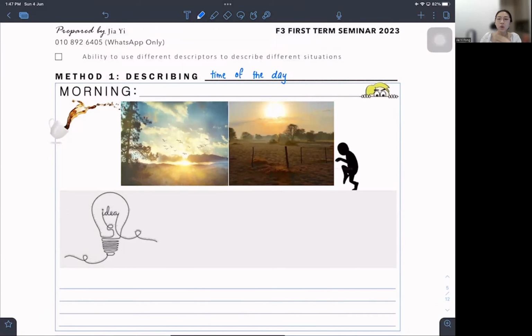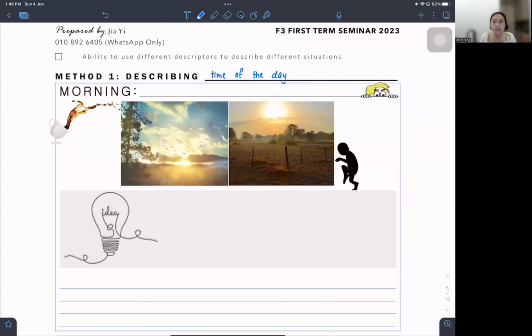All right, everybody, what is the meaning of the time of the day? The time of the day can be morning, can be afternoon, can be evening, can be midnight, any time of the day. So if you never know how to write a descriptive introduction, this is the best way to use. No matter what essay comes out, you can always start by describing morning. You can always start by describing the evening. So don't worry, we are going to go through all this.